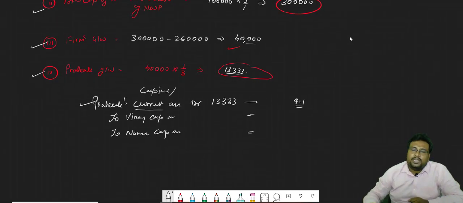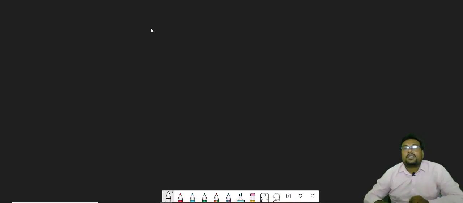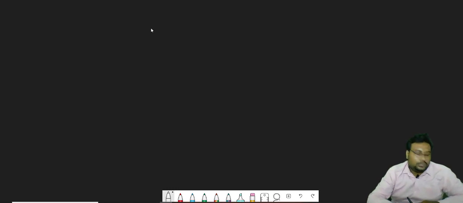And the entry is very simple. The new partner's current account will be debited because the new partner is not bringing the amount of goodwill in cash, and that will be distributed between the sacrificing partners in the sacrificing ratio. So the next topic we will discuss today is the basics of revaluation account.